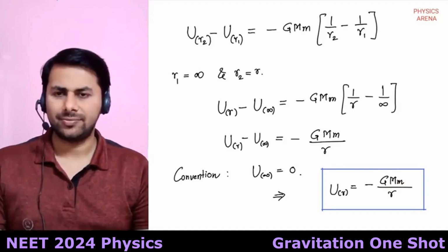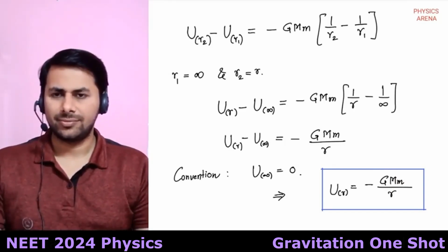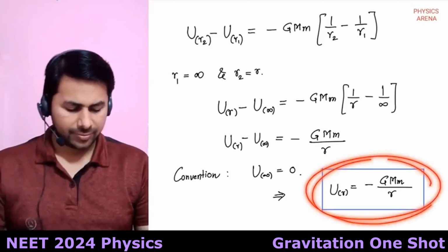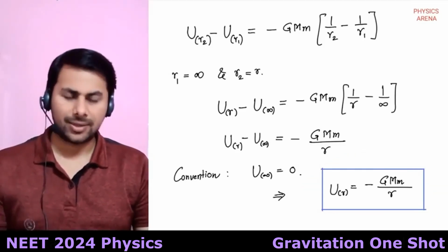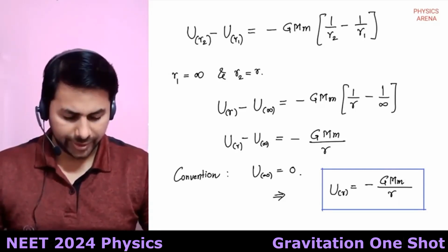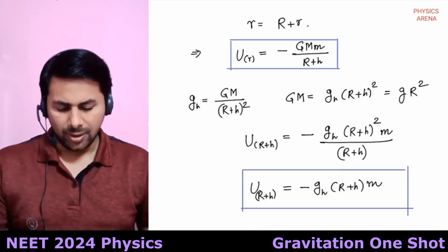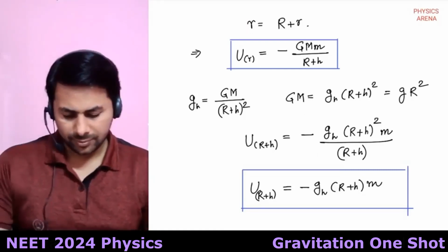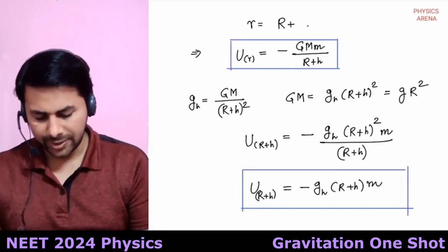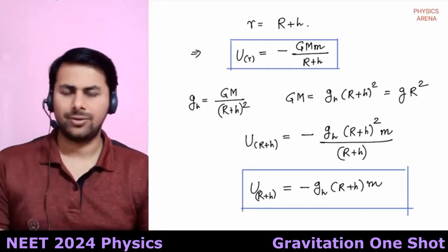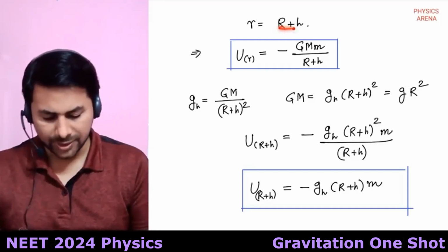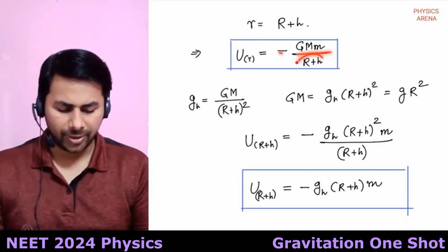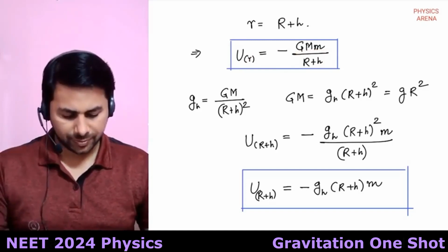Is this thing clear? Okay, we have to remember this formula, that U at r is equal to minus of GMm upon r. Now when r is equal to what? Capital R plus h. Okay, small r is equal to capital R plus h. Then U at r is equal to what? Minus of GMm upon R plus h.